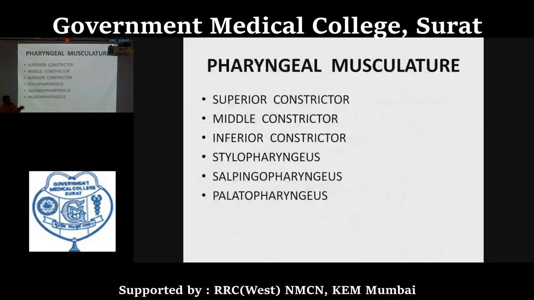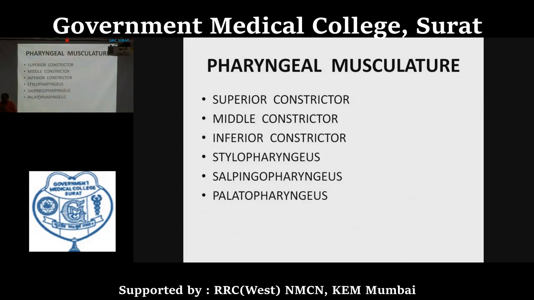Let's have one more. Let's have a list one more time. These three are the constrictors, and these three are the vertical muscles. They are the stylopharyngeus, salpingopharyngeus, and palatopharyngeus.